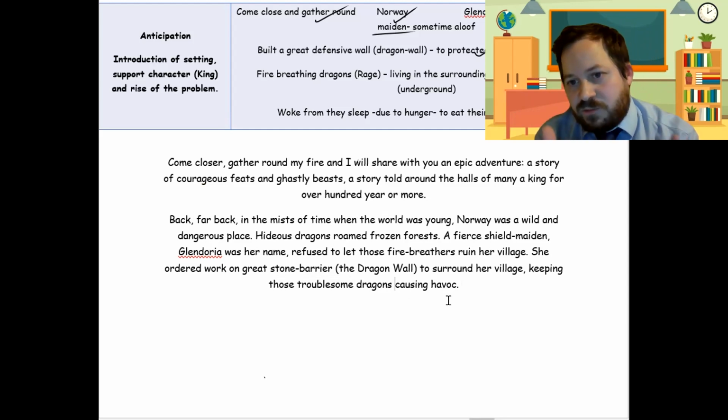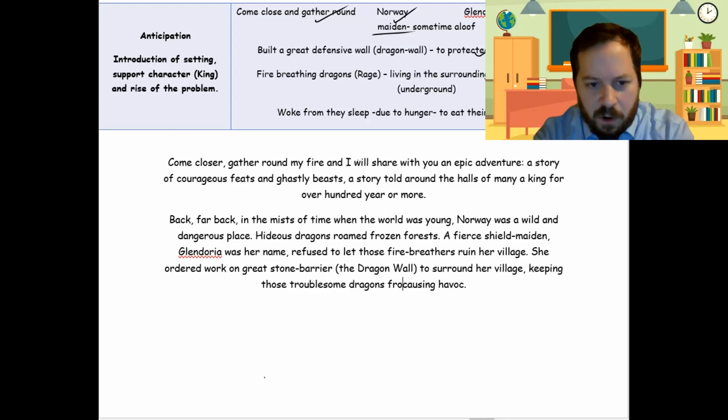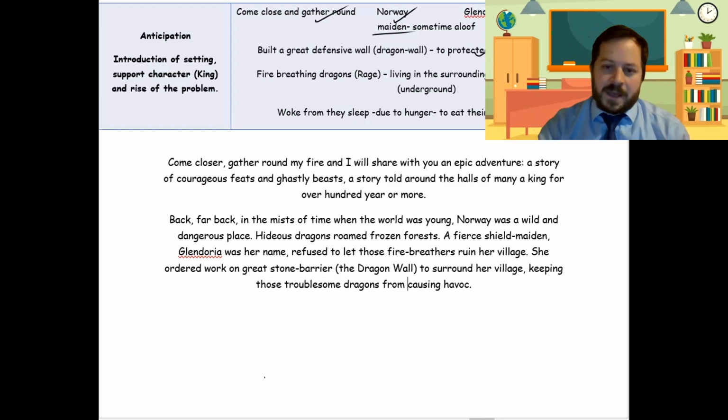And you can see that you need to read your work back through yourself in order to make sense. Because if we had left it like that, keeping those troublesome dragons causing havoc actually means that they're still causing havoc. But we want to say that this will stop them from doing that. So keeping those troublesome dragons from causing havoc makes a massive difference to a sentence. Everyone needs to think about what they're doing, to make sure that your sentences make sense for what you want to be told. The other sentence would have made perfect sense, but it just doesn't make sense for what we're talking about. So you have to check it makes sense as you go along.